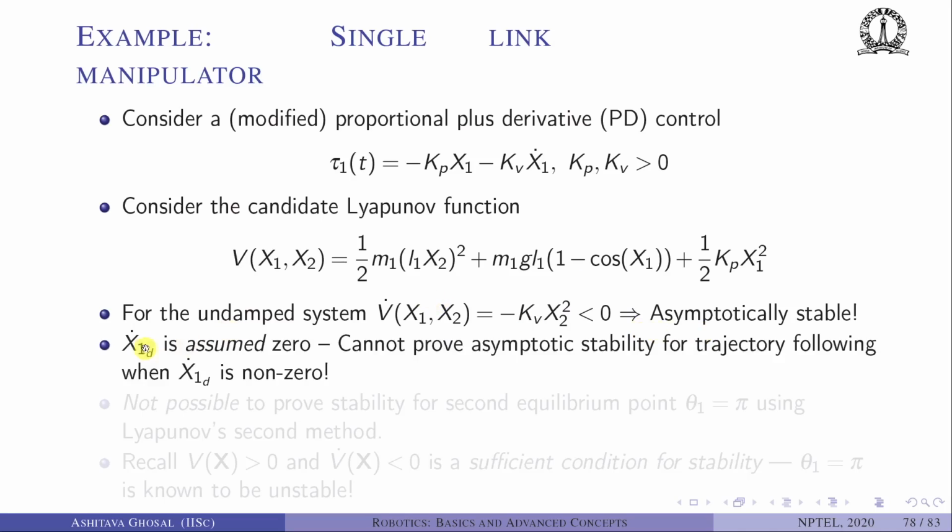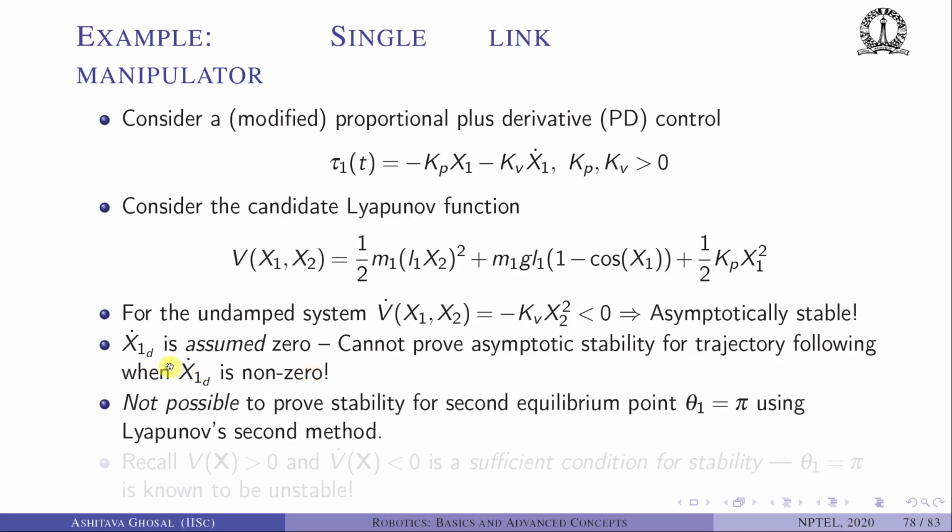Okay, so as I said, x1 dot d is assumed to be 0. We cannot prove asymptotic stability for trajectory following when x1d dot is non-zero. So if I tell you that the x1 desired could also have some desired time derivative at each instant of time, there is no way to prove asymptotic stability. Okay, so it is not possible to prove stability for the second equilibrium point.